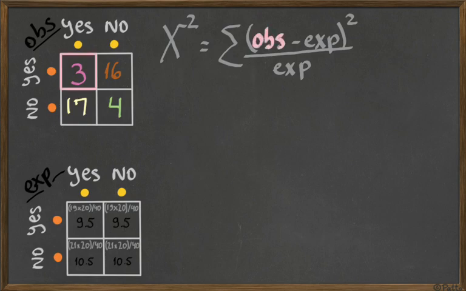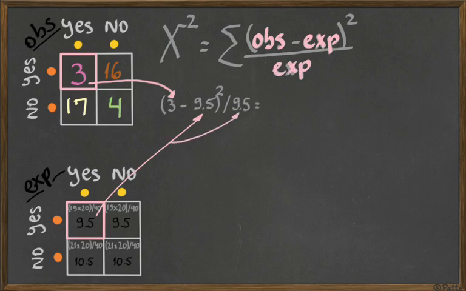So let me show you this with an example. Observed, 3, minus expected, 9.5, to the power of 2, divided by the expected, which is 9.5. When I solve that, I get minus 6.5 to the power of 2 divided by 9.5, which equals 42.25 divided by 9.5, which equals 4.45. So this is one of the numbers. Keep that number over there. I have to repeat that for every single one of the squares I have there.